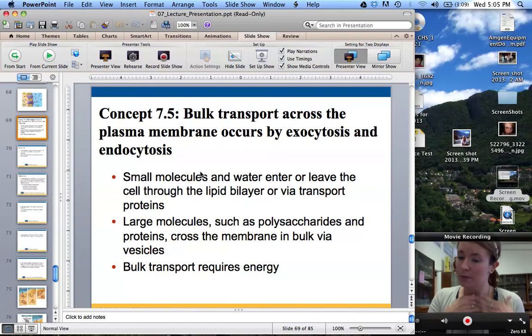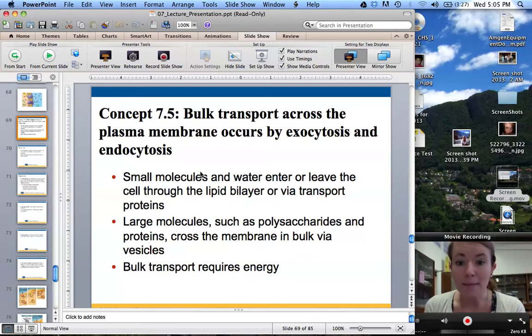So exo is when we get rid of things through the cell membrane, and endo is when we use the cell membrane to take things in. So like it says, small molecules and water enter or leave the cell through the lipid bilayer or by using transport proteins. And we just went over that in section 7.3 and 7.4.